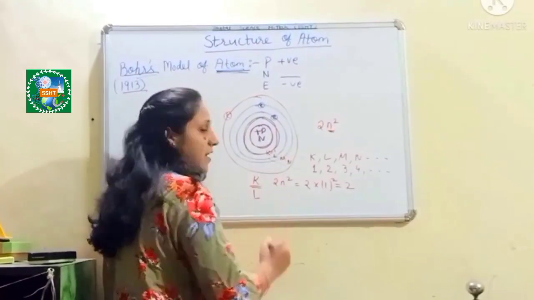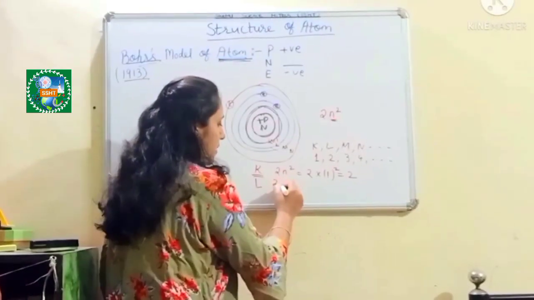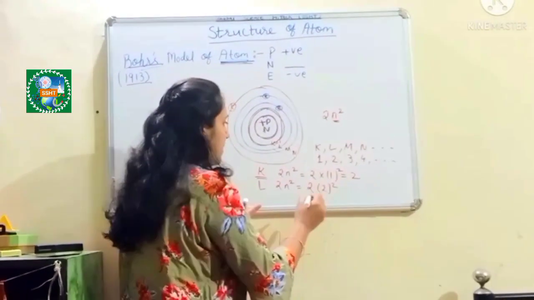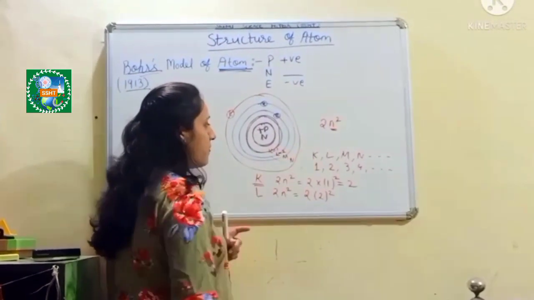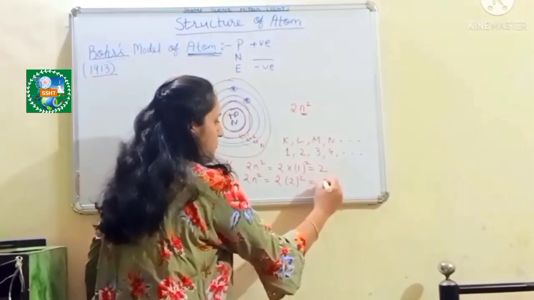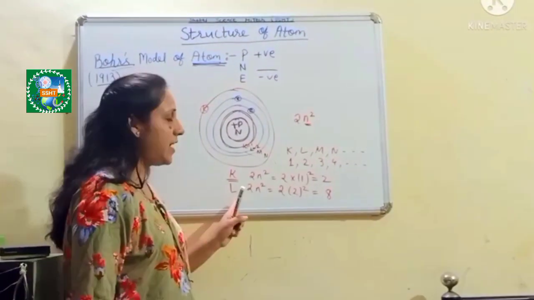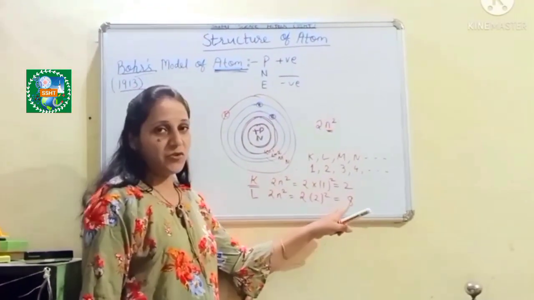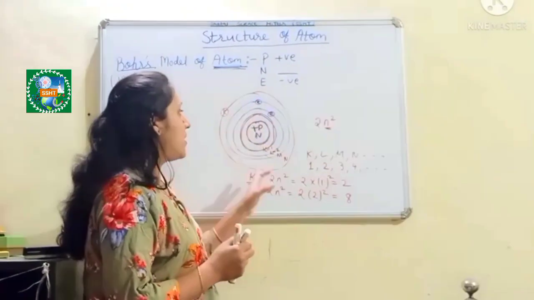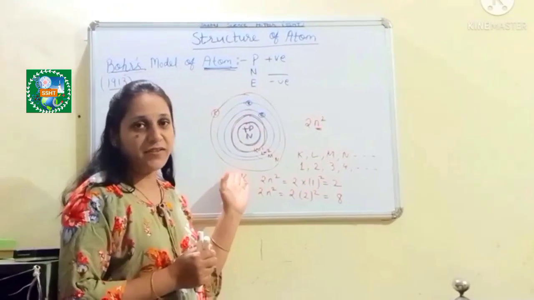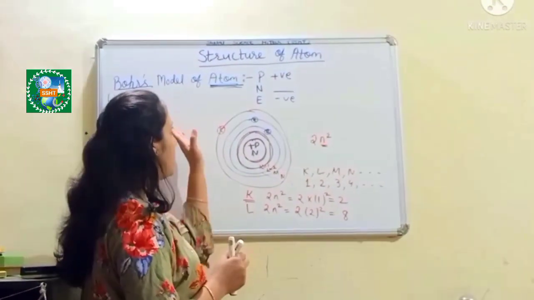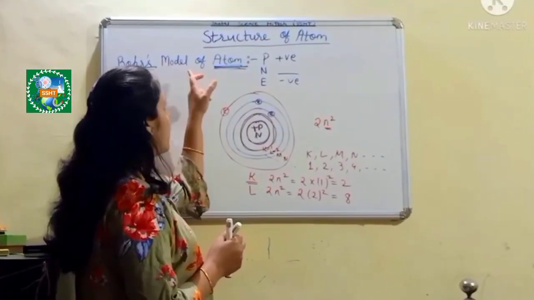Similarly, for L, 2n², where n is 2, as the number of this particular shell is 2. So the maximum number of electrons in the L level is 8, and so on. In this way, the electrons are situated in these orbits or energy levels. This is Bohr's model of atom.